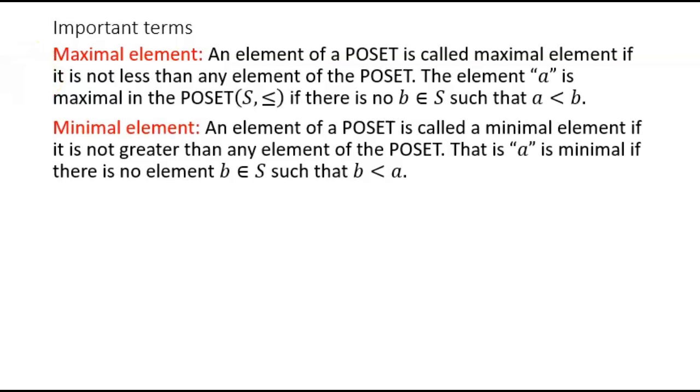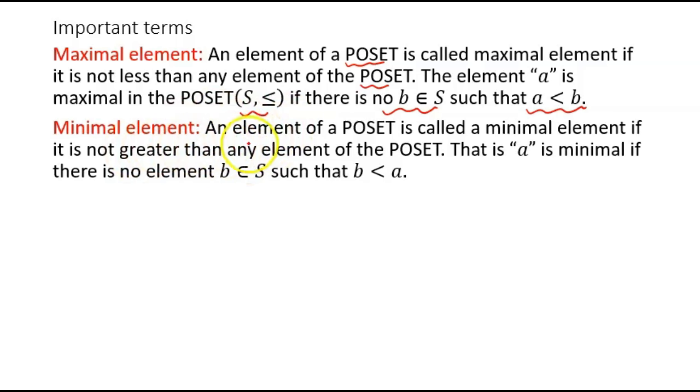So what is the maximal element? An element of a partially ordered set is called a maximal element if it is not less than any element of the POSET. The element A is maximal in the POSET if there is no B in S such that A is less than or equal to B. I hope you didn't get the definition, right? You will get it, just wait. I will take examples to explain this.